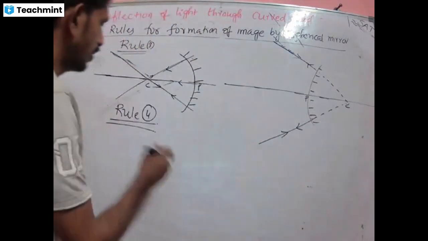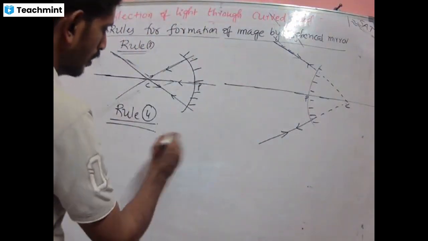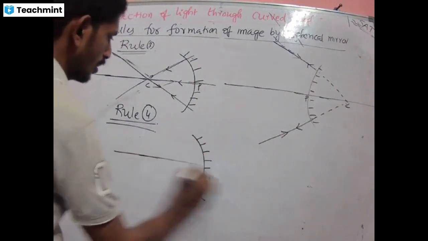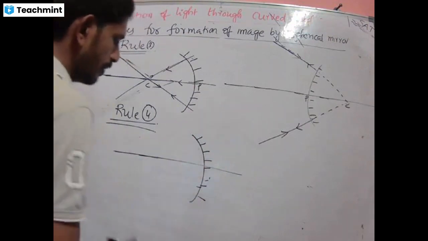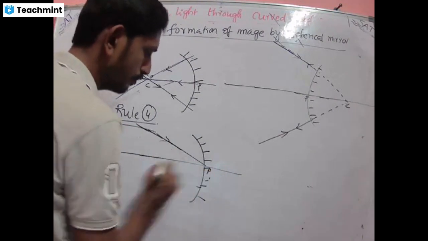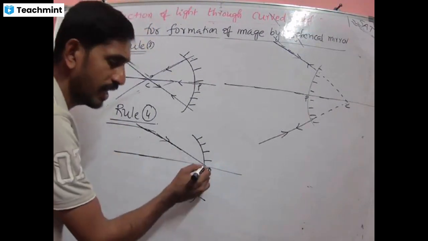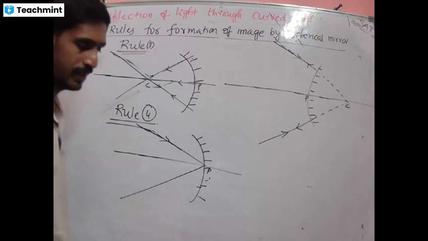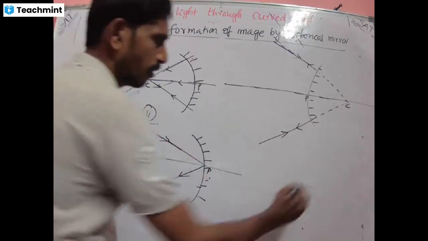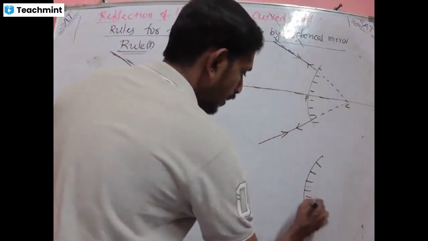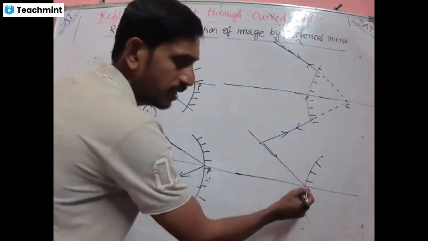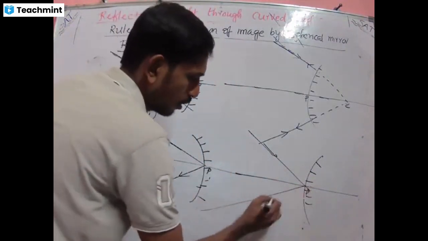Right. So rule number 4 here. This is my concave mirror. The ray which falls on the pole is reflected symmetrically back. That is called rule number 4. If it is a convex mirror, with the pole here, the ray which falls on the pole is symmetrically reflected back. This is rule number 4.